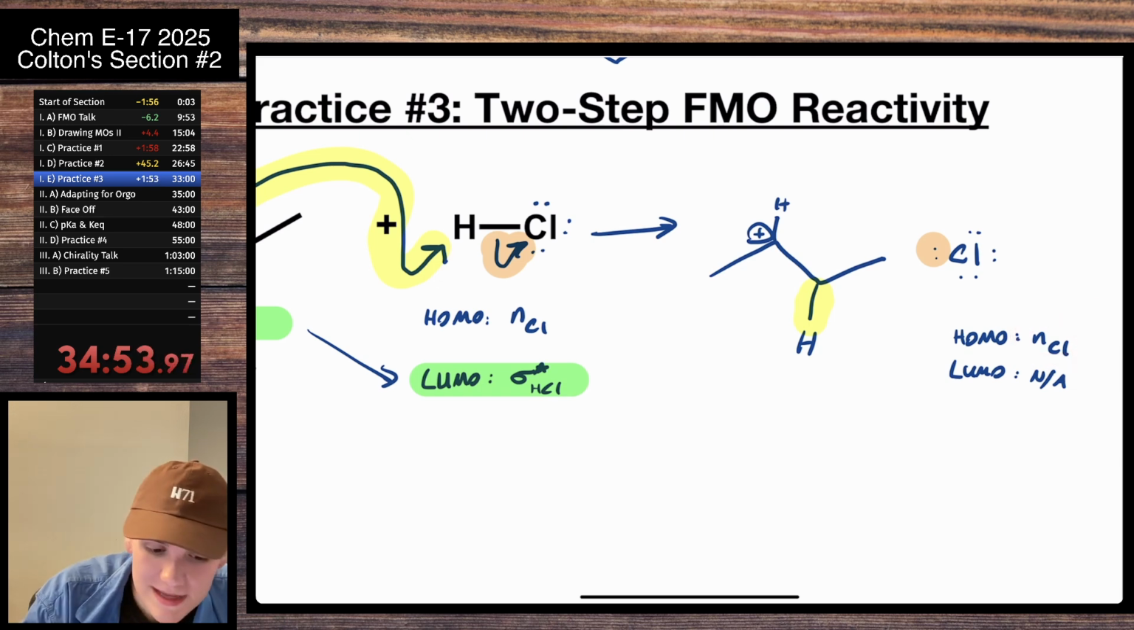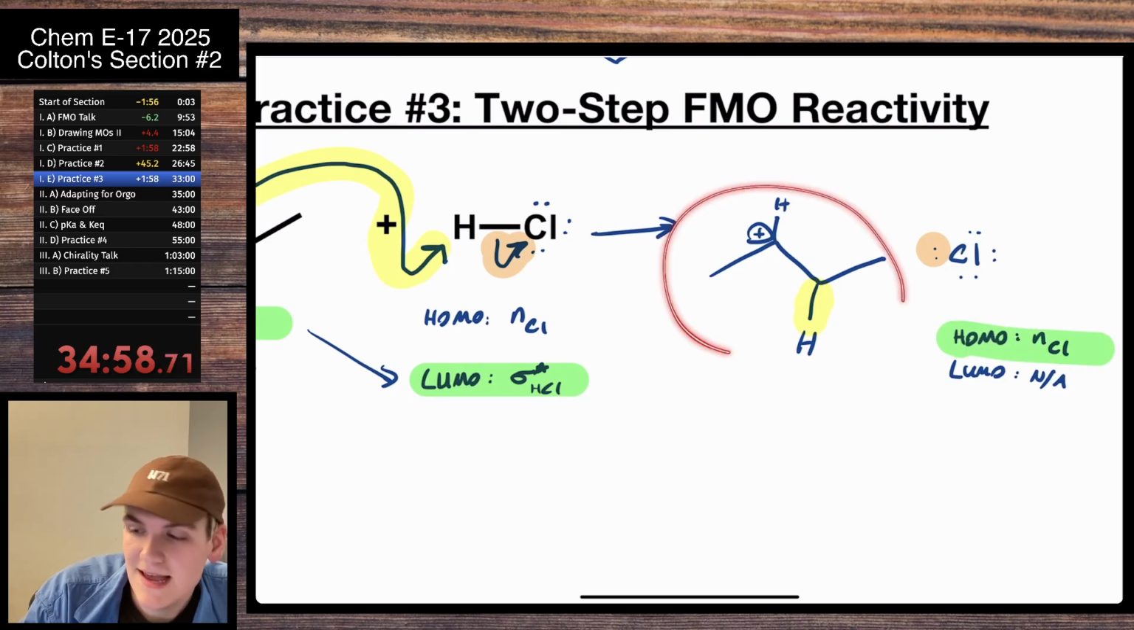Okay, well, if we only have a donor over here and we don't have an acceptor, then we need to find what's the best acceptor over here. Talk to me. What do y'all think? What's the best acceptor?